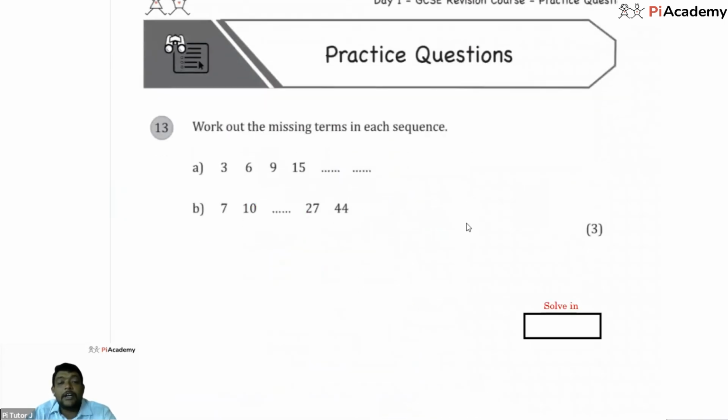Here you go. Work out the missing terms in each sequence. This is very simple. So can I say? Yes, go ahead. Okay, first one is 18, and then after 18, it goes 3, 3. You're adding 3. Add the one before and get the next one. But go ahead, Vizan.